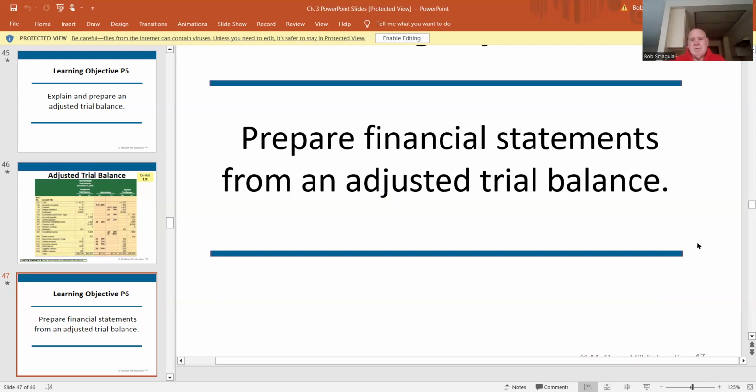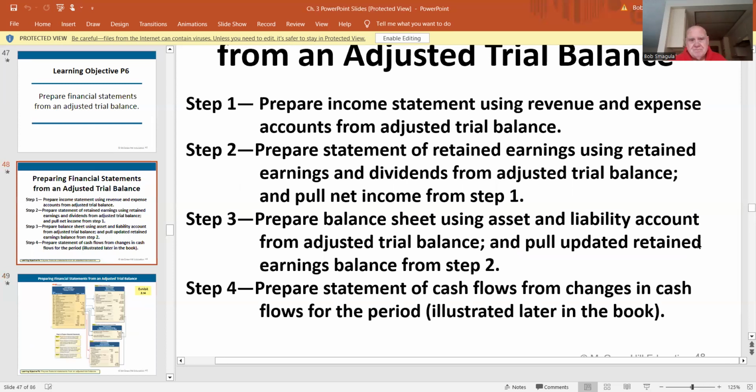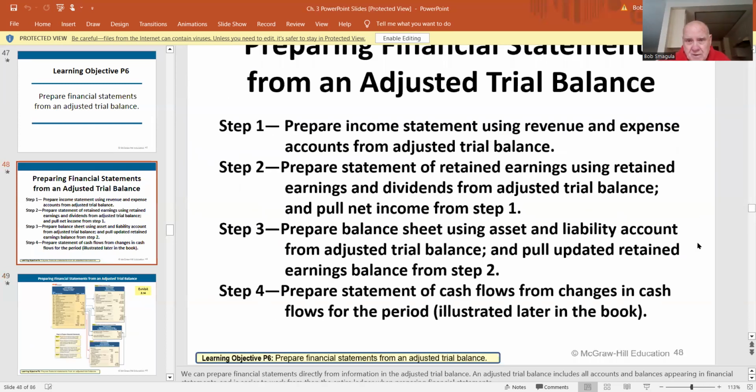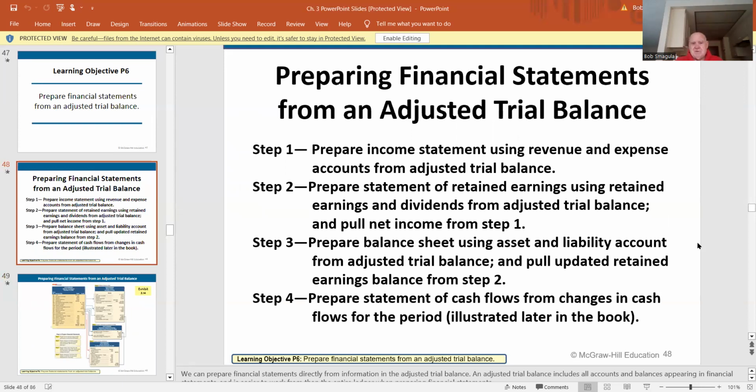Okay? Prepare financial statements now from the adjusted trial balance. Oh, look at this, huh? Preparing financial statements from an adjusted trial balance. Well, we're going to prepare the income statement using the revenues and expenses from the adjusted trial balance. We're then going to prepare the statement of retained earnings from the adjusted trial balance. And we're going to prepare the balance sheet from the adjusted trial balance with one exception. What changed? The equity. Prepare statement of cash flows later in the book.